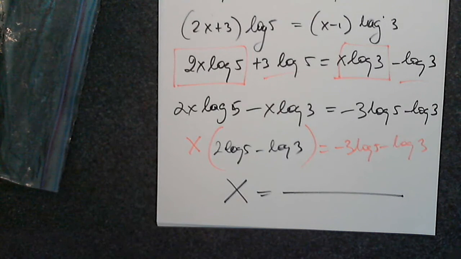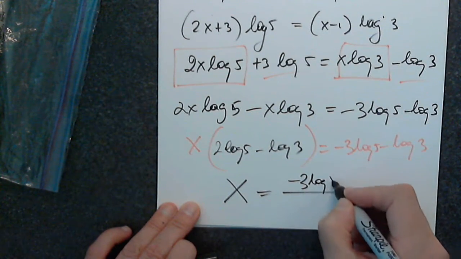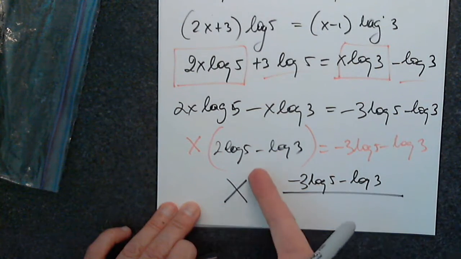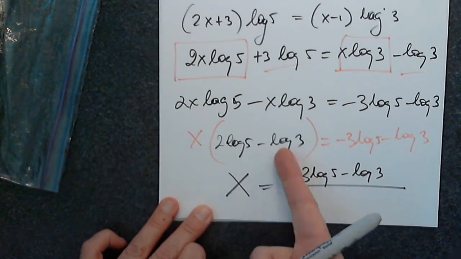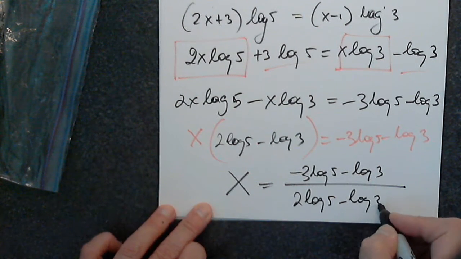As long as you put at the top what? Negative 3 log 5 minus log 3, and you put at the bottom the number that multiplies x. 2 log 5 minus log 3.